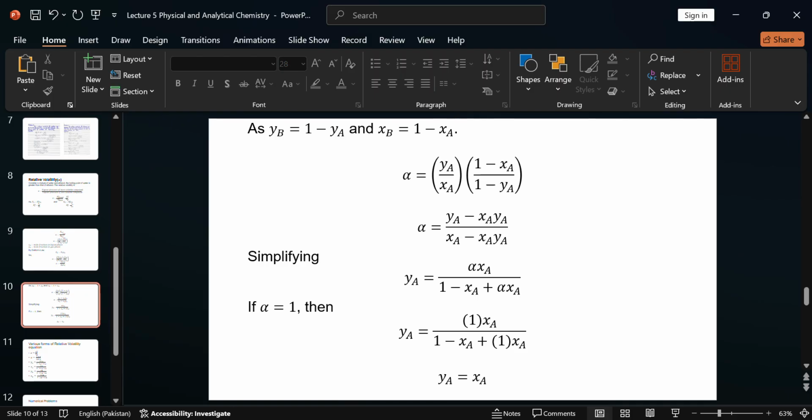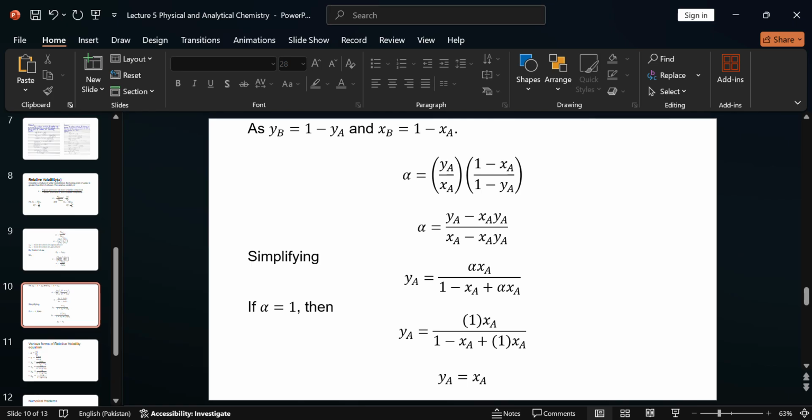As we know, the mole fraction of liquid A plus the mole fraction of liquid B is equal to 1, and this is the same in the vapor phase and the liquid phase. So by solving for YB and XB, we get YB is equal to 1 minus YA and XB is equal to 1 minus XA. By putting these values in the above formula and simplifying, we get YA is equal to alpha XA divided by 1 minus XA plus alpha XA. This is the simplified form from which we find the mole fraction in the vapor phase, and we can also solve it for XA.